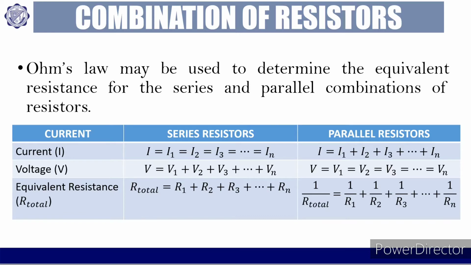For parallel resistors, the current is the sum of the individual currents of all the resistors. And voltage is the same throughout each resistor. And for the equivalent resistance, 1 over the total resistance is equal to 1 over resistor 1 plus 1 over resistor 2 plus 1 over resistor 3 and so on and so forth. So please be guided with this table when we are dealing with our problems.